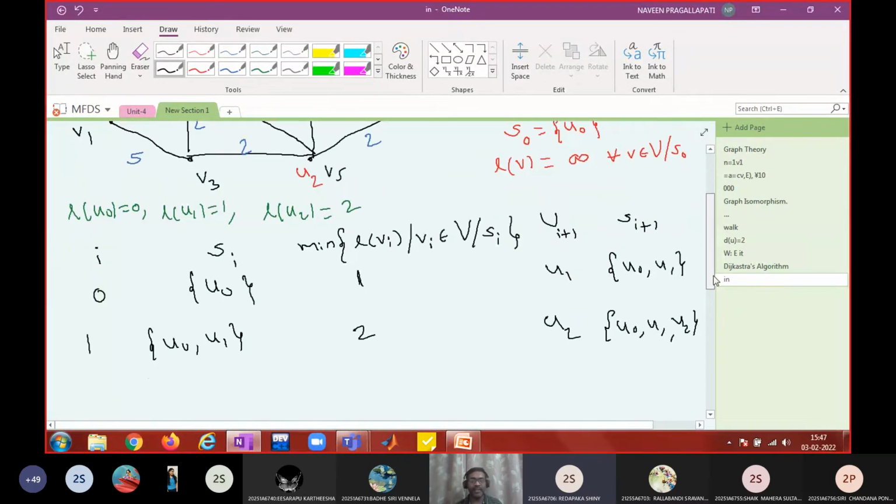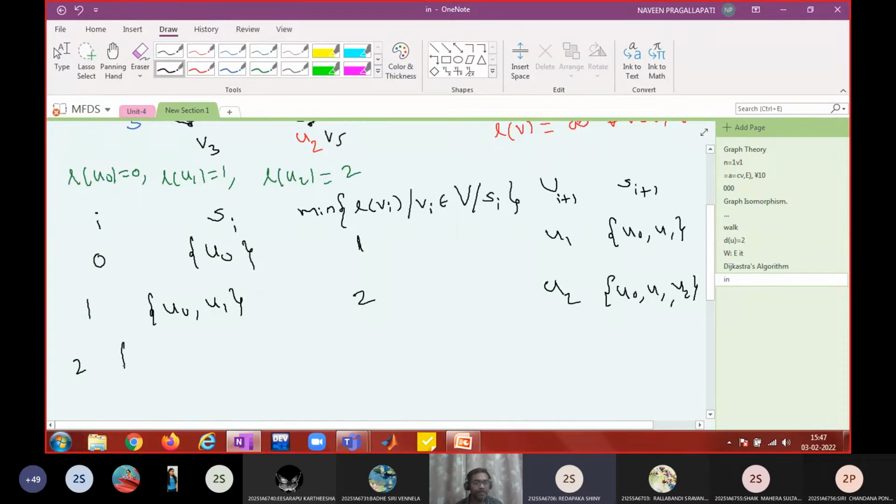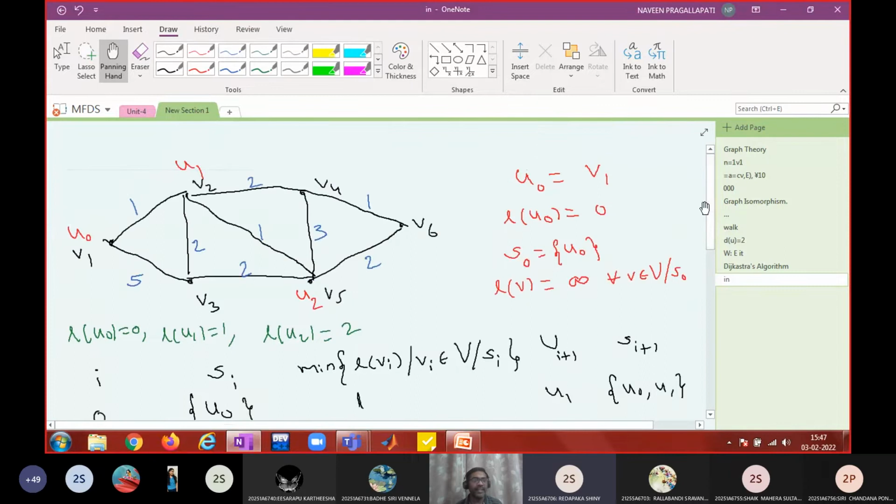Now go to the next iteration. What is the next iteration? Now S contains these three vertices, U0, U1 and U2, and the remaining vertices are V3, V4, V6. Now take each vertex and compute the distance from V3 to the remaining vertices. How are you computing it? V3 to U0 distance plus the weight that is already assigned to that vertex. That you also have to add.